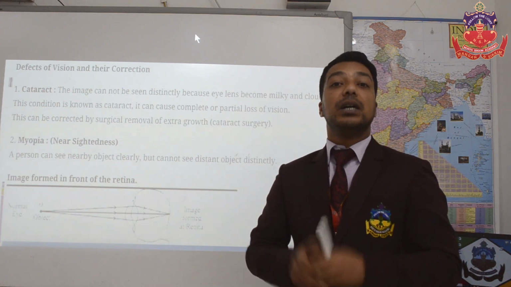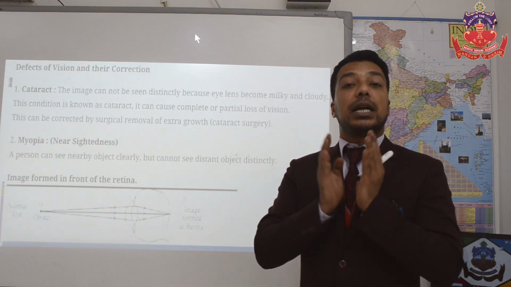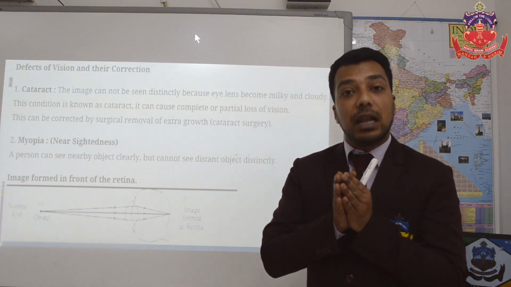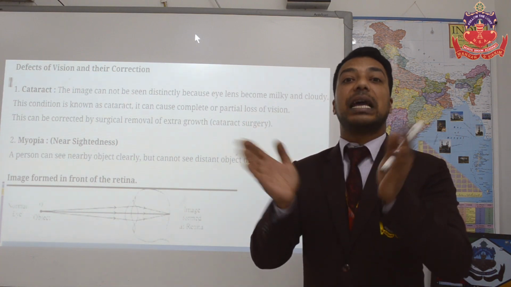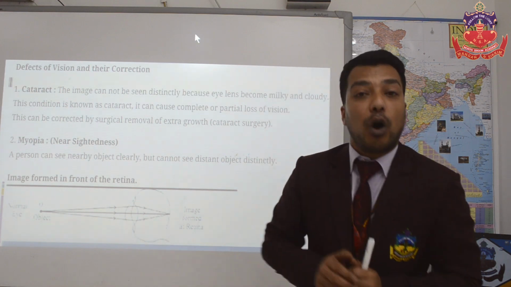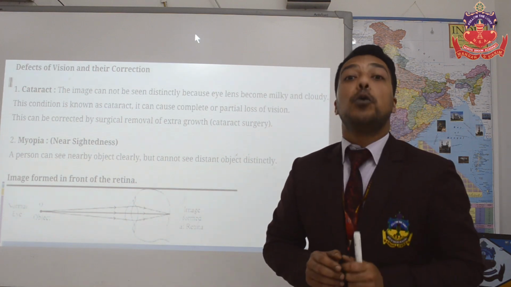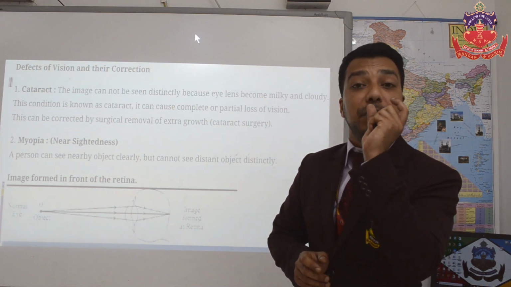In front of the defected human eye. Now, why the concave lens? The concave lens makes the light go a little bit farther, which means it diverges the light a little bit, and then those diverted light fall on our human eye, which is a thick one. The focal length has changed and it has become thick.